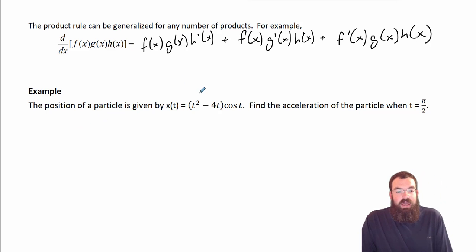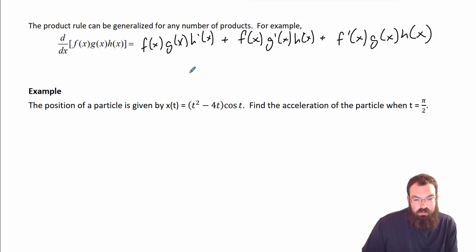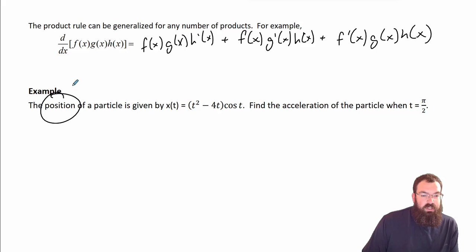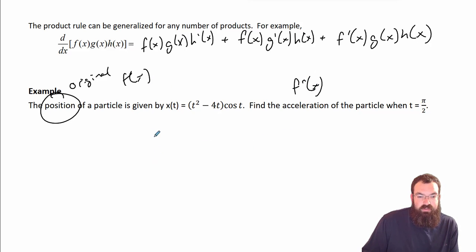The position of a particle is given by x of t is equal to t squared minus 4t times cosine of t. Find the acceleration of the particle when t is equal to pi over 2. So position of the particle is the original function, or f of x. And then acceleration is f double prime. So we got to find v of t, which is equal to, and this is u and then v.